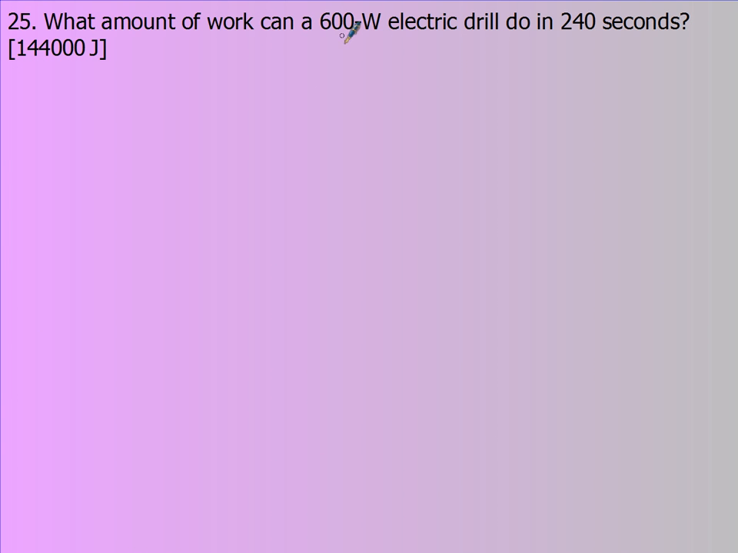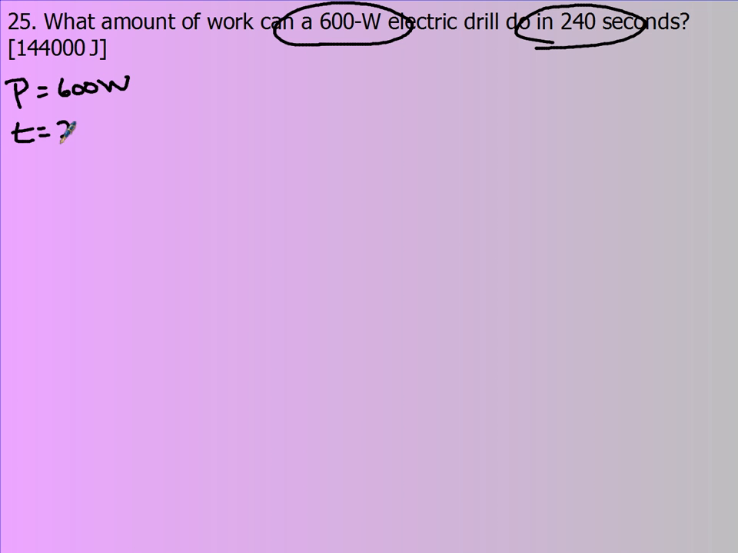What amount of work can a 600 watt electric drill do in 240 seconds? Let's see. Givens: power is 600 watts. Time is 240 seconds. Power is work divided by time. I want to solve this for work, so I want to get rid of my fractions and multiply through by t. So Pt is equal to work. Wow, that's kind of cool.